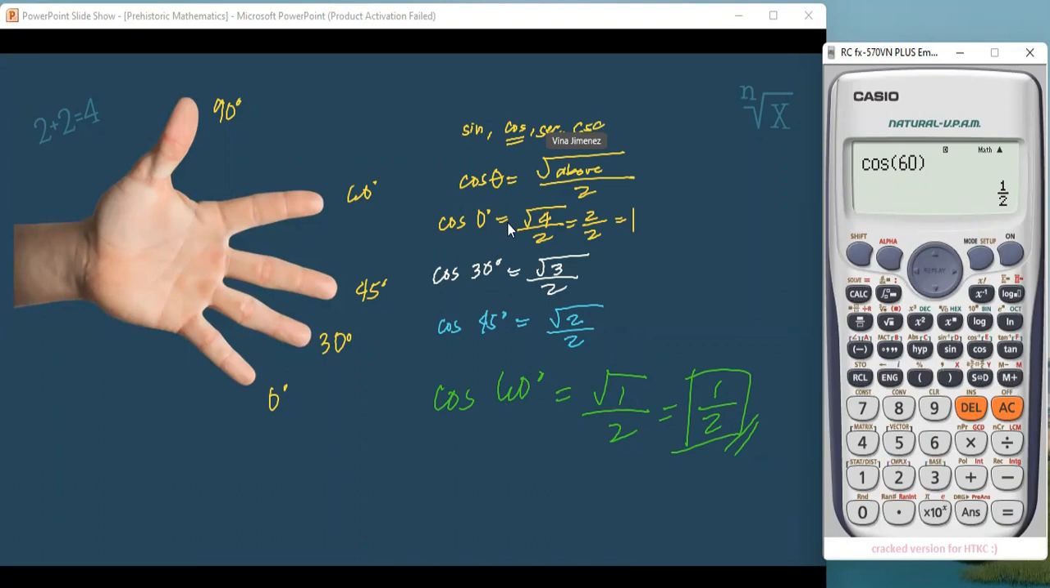Now what about our last? So cosine 90 degrees must be equal to the square root of, how many fingers are there above 90? So wala na po tayong finger. So there is 0 po over 2. The square root of 0 is 0 over 2. Now 0 divided by any number will give us 0. Now cosine 90 degrees must be equal to 0. So that is correct. So meaning to say all of this po is correct.